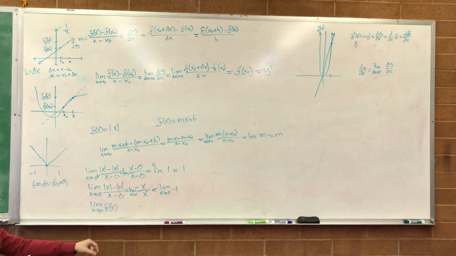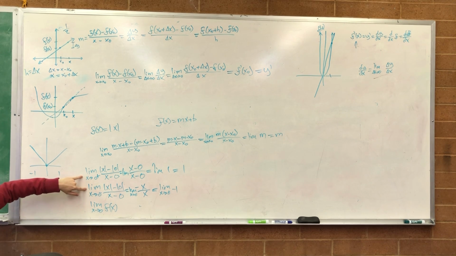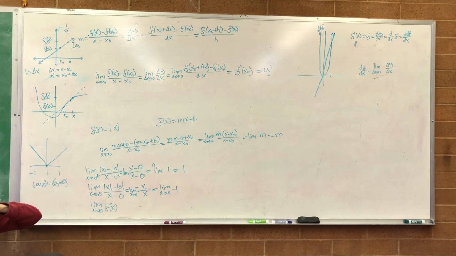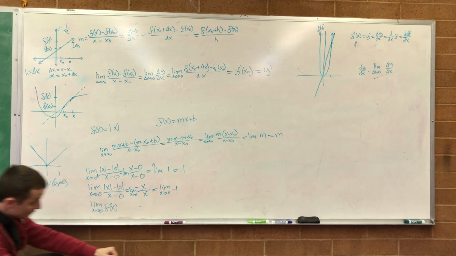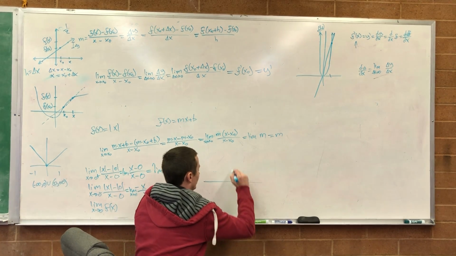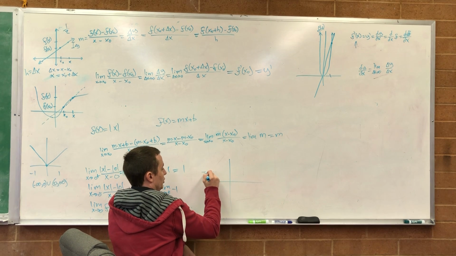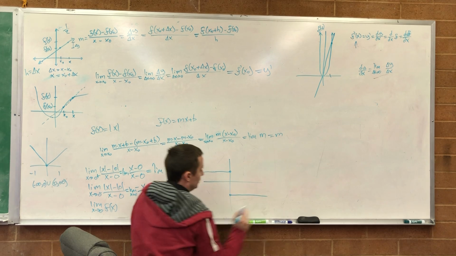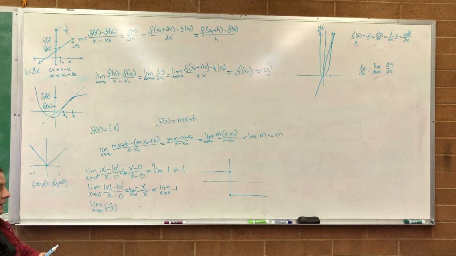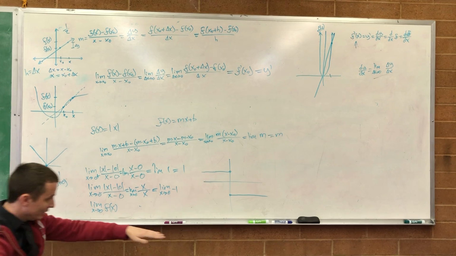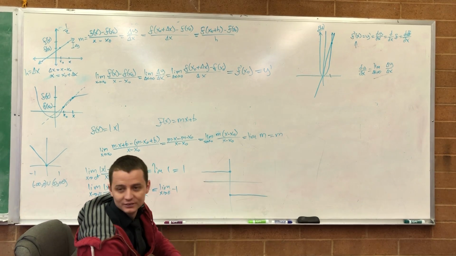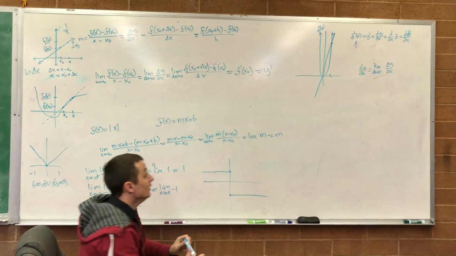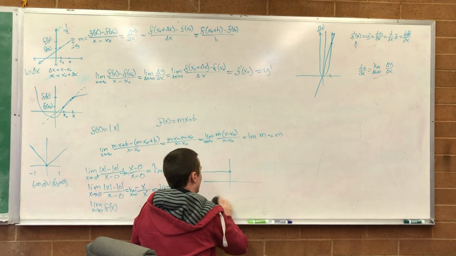The limit exists if and only if both of these exist and give us the same number. Make sense? So the derivative function would look like this. Oh, I did that backwards. It should be -1 over here, +1 over there. All right, so that's the absolute value of x.